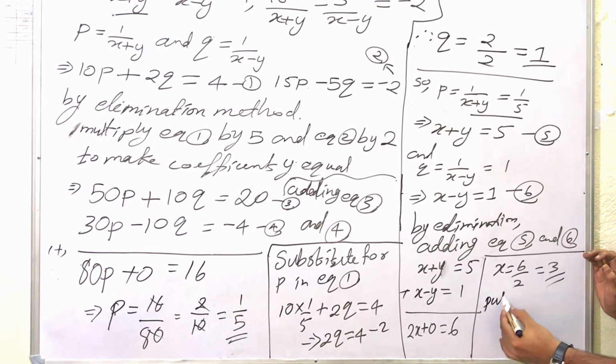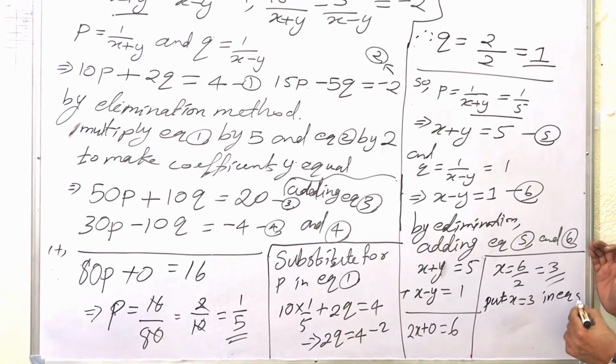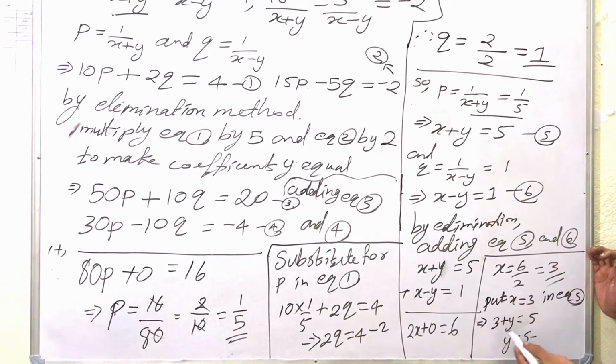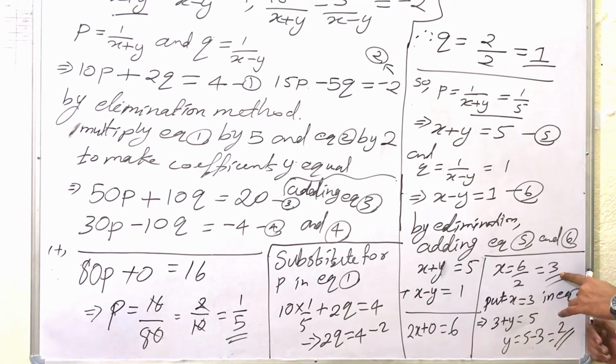Put x equal to 3 in equation number 5. What will we get? 3 plus y is equal to 5, y is equal to 5 minus 3, which is equal to 2. So what is the solution? Final solution, x equal to 3 and y equal to 2.